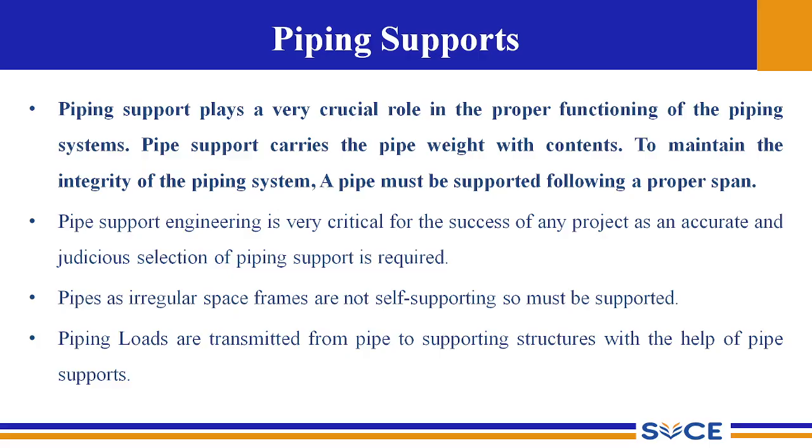They will play a very crucial role in the proper functioning of the piping systems because the pipe support carries the pipe weight with all its contents. So, to maintain the integrity of the piping system, the pipe must be supported following a proper span. So the piping supports are very crucial because we look at the pipe weight with all its contents. So in a process plant, the pipe weight and its contents will be a very high value. So we have to support the piping systems appropriately in order to avoid any failure and accidents.